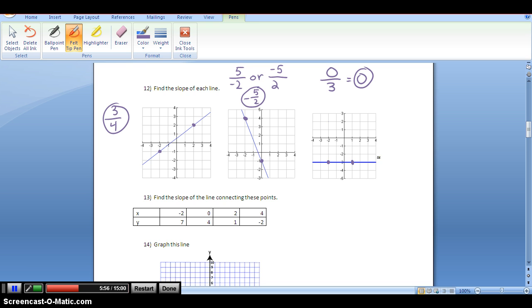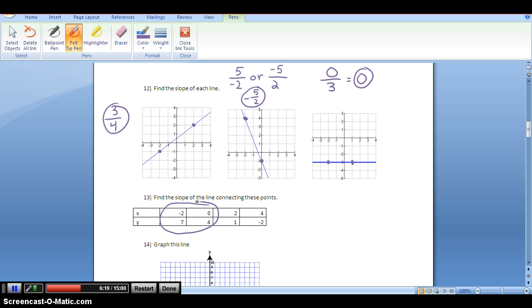Okay. In number 13, we're going to find the slope of the line that connects these points. Now this is a table of values. Here's your x value of -2, your y value of 7, and there's a set of points here. Now if this is a line, it doesn't matter which 2 points I choose. So let's just say I'm going to choose the first 2 sets of points.